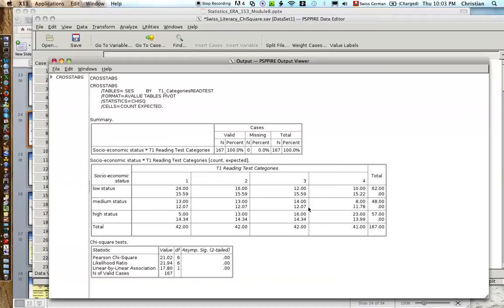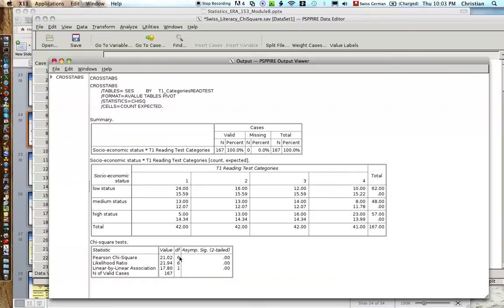And now our statistical test, the Pearson chi-square, gives us a chi-square value of 21 with 6 degrees of freedom. Now again, how did we get that? Remember, it was the rows minus 1, so 3 minus 1, times the columns, 1, 2, 3, 4, minus 1, so 3. So 2 times 3 gives us these 6 degrees of freedom.